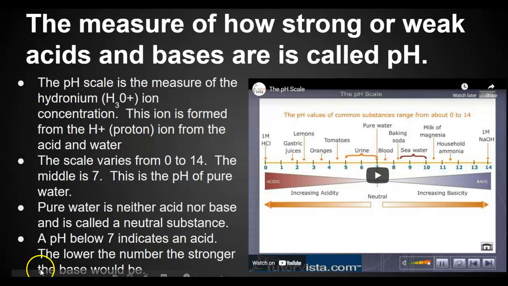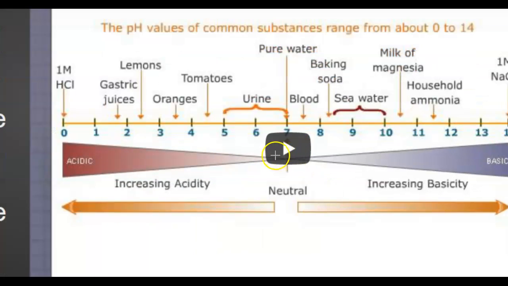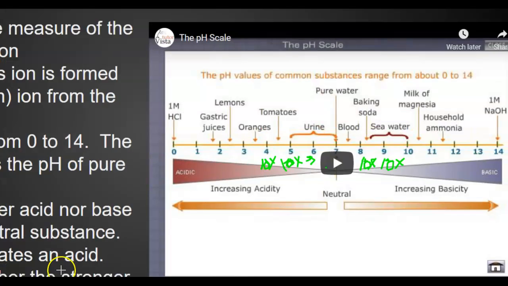Each level is actually 10 times stronger. So a 5 is actually 10 times more acidic than a 6. Each one goes up by a factor of 10. The same thing goes this way. Each one goes up by a factor of 10, 10 times greater. So by the time you get to the end, you're talking thousands and thousands of times greater.